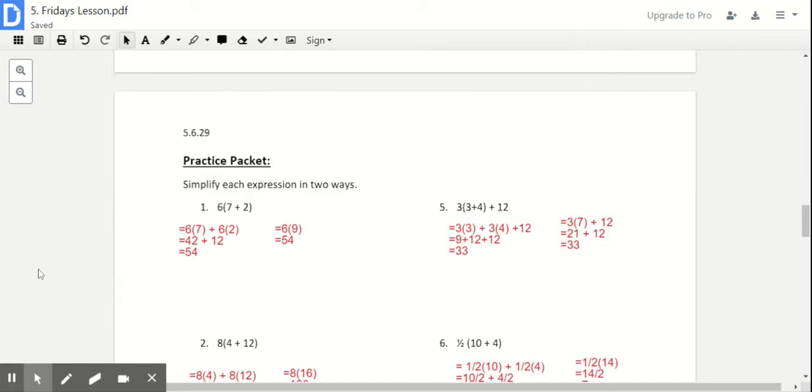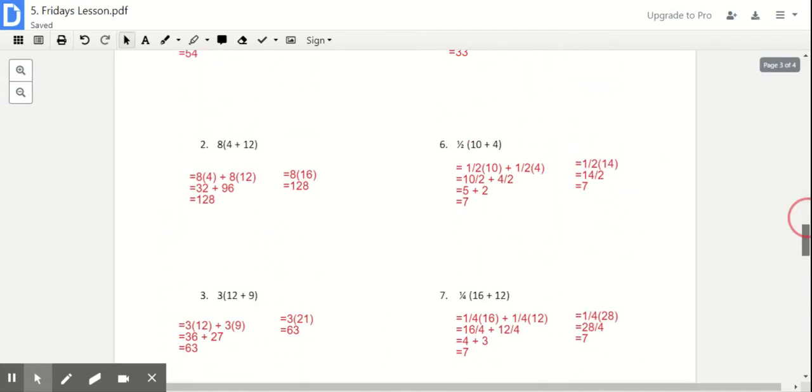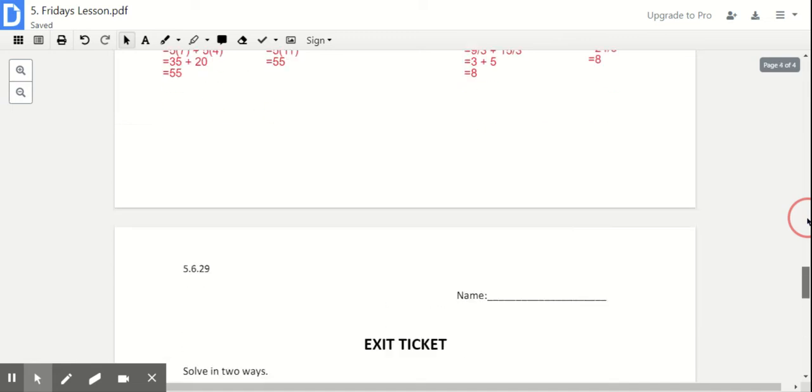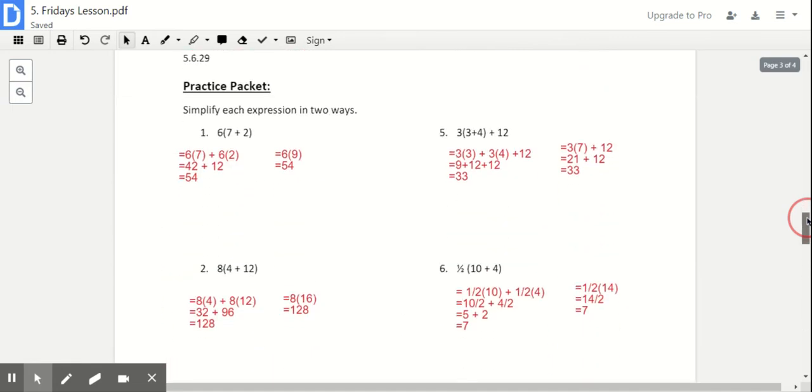All right, so welcome back from doing the practice packet. Let's go through them together. As usual, I'm going to go horizontally, like 1, 5, 2, 6, instead of going 1 through 4 down and then having to scroll back up to go through 5 through 8. Okay, so we're simplifying each expression in two ways.